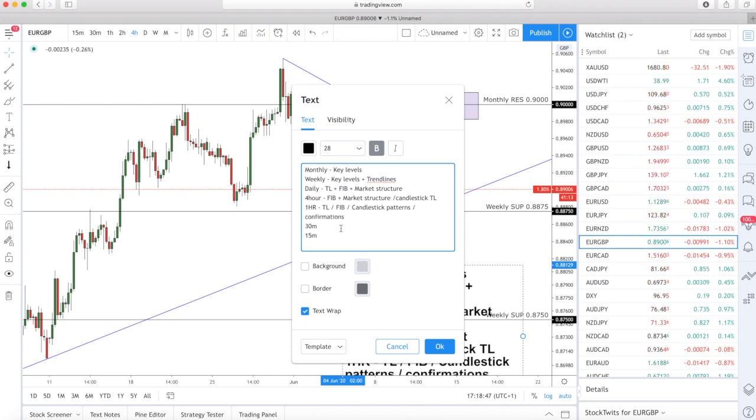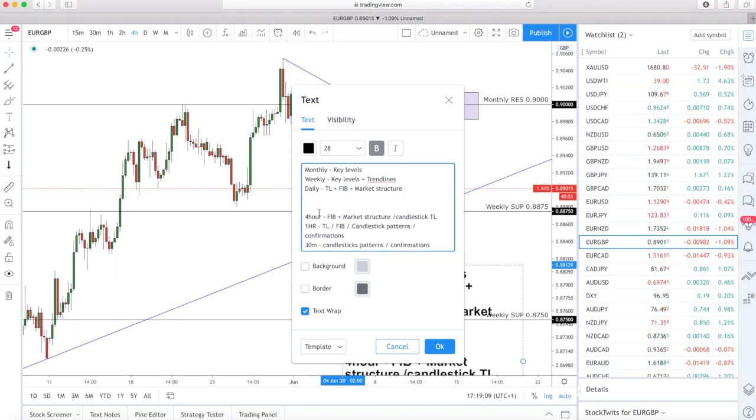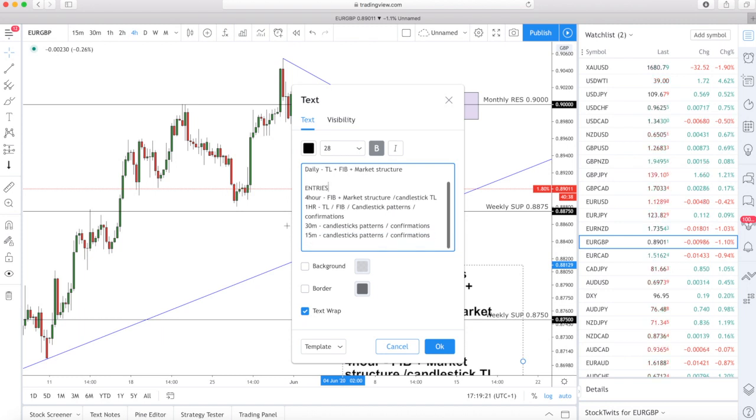So it might sound a bit confusing at the moment guys, but I'm going to go through it with you in a second. So on the 30 minute and the 15 minute, I'm just looking for candlestick patterns and confirmations. So let's just copy and paste that down to the 15 minute. So guys, let's just spread these out. Entries. So what I'm doing, I'm looking at the monthly, the weekly, the daily to get my bias, whether that's short or long. Then I'm scaling down to the 4 hour, the hour, the 30 minute and the 15 minute to get entries.